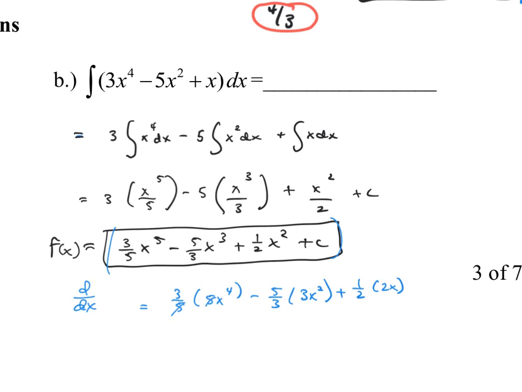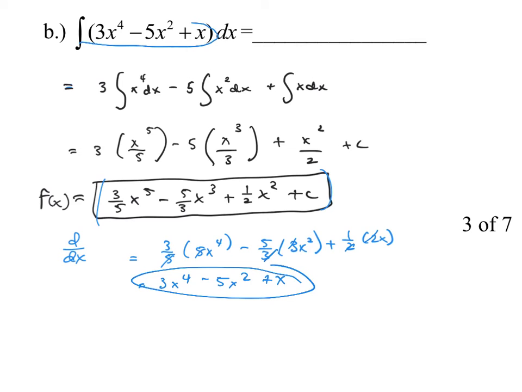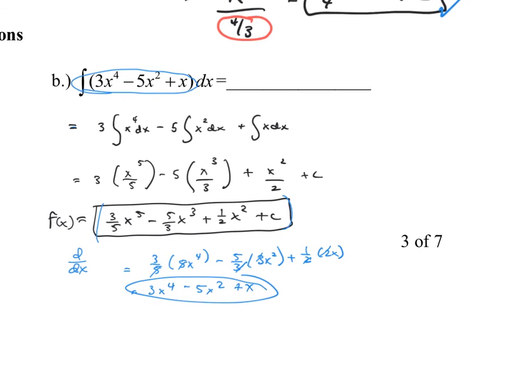Notice my 5s simplify. I'm going to end up with 3x to the 4th in the first term. My 3s simplify. I'm going to end up with minus 5x squared for the second term. My 2s simplify, and I end up with plus x in the last term. Notice my answer here, when I differentiated my answer, I guess I should say, is the exact same thing as the original problem. That means my answer is correct. So I've checked my own work at this point in time. I could grade my own work.